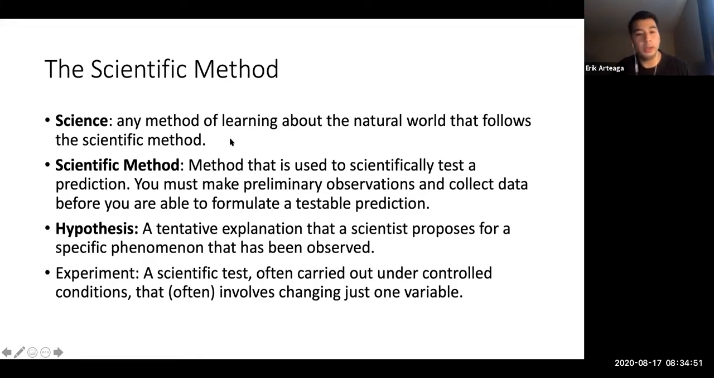So the scientific method, the method that is used to scientifically test a prediction. You must make preliminary observations and collect data before you are able to formulate a testable prediction, okay? And what this means is you have to look at a biological model or an issue or a problem, and really look at the data and really look at that problem in a scientific mindset, okay? And what that means is you need to collect preliminary data or observations, which means you need to look at whatever that problem is, identify it, and then look at all the different parameters that deal with that situation, okay? And this is very important, right?